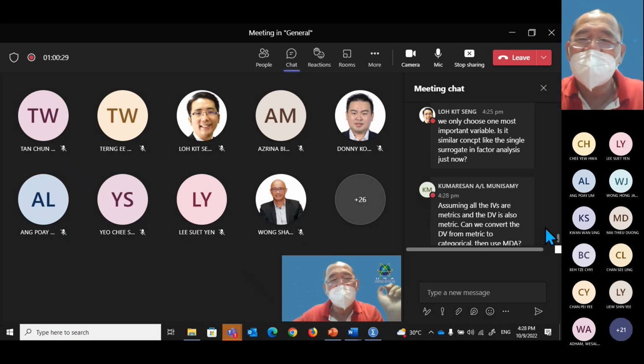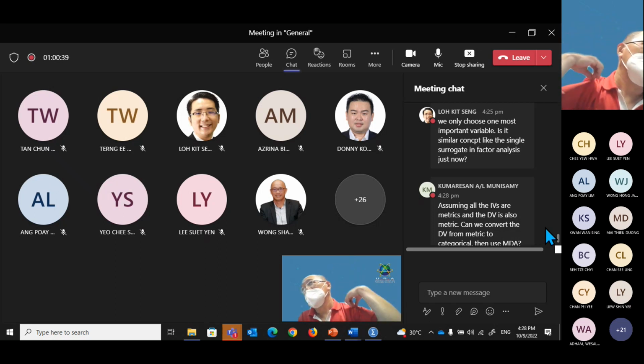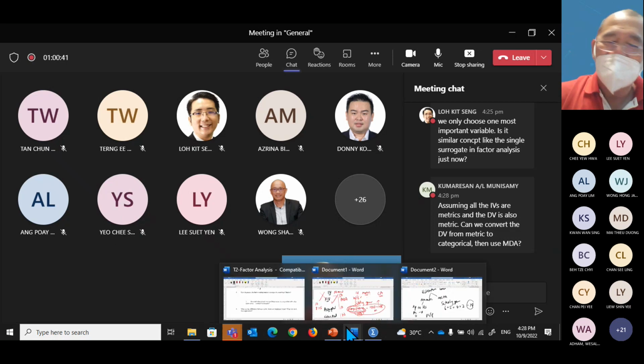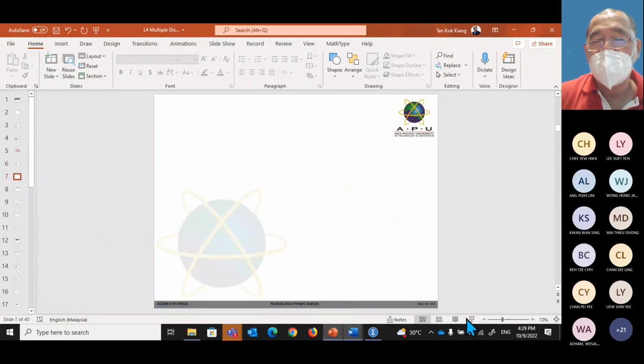Really good question, the comparison. Assuming all the independent variables are metric and the dependent is also metric, you can convert the dependent from metric to categorical. Yes, we can do it. I can answer your question now. Actually there is one slide that answers your question, but it's okay, we can discuss now.